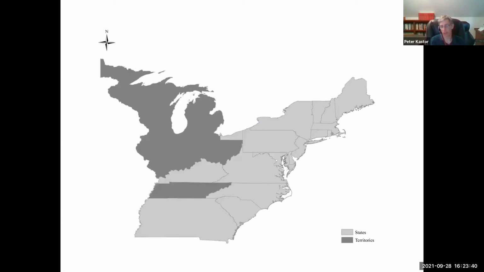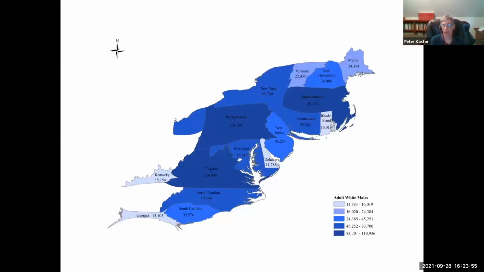So the first are a series of cartograms from the 1790s showing where people are serving. This was an effort to show just how many officials are serving the federal territories. Here is the US as it was in 1790. Here is a cartogram that is scaled to the number of adult white males. I chose that because they're the ones who are candidates for these offices.